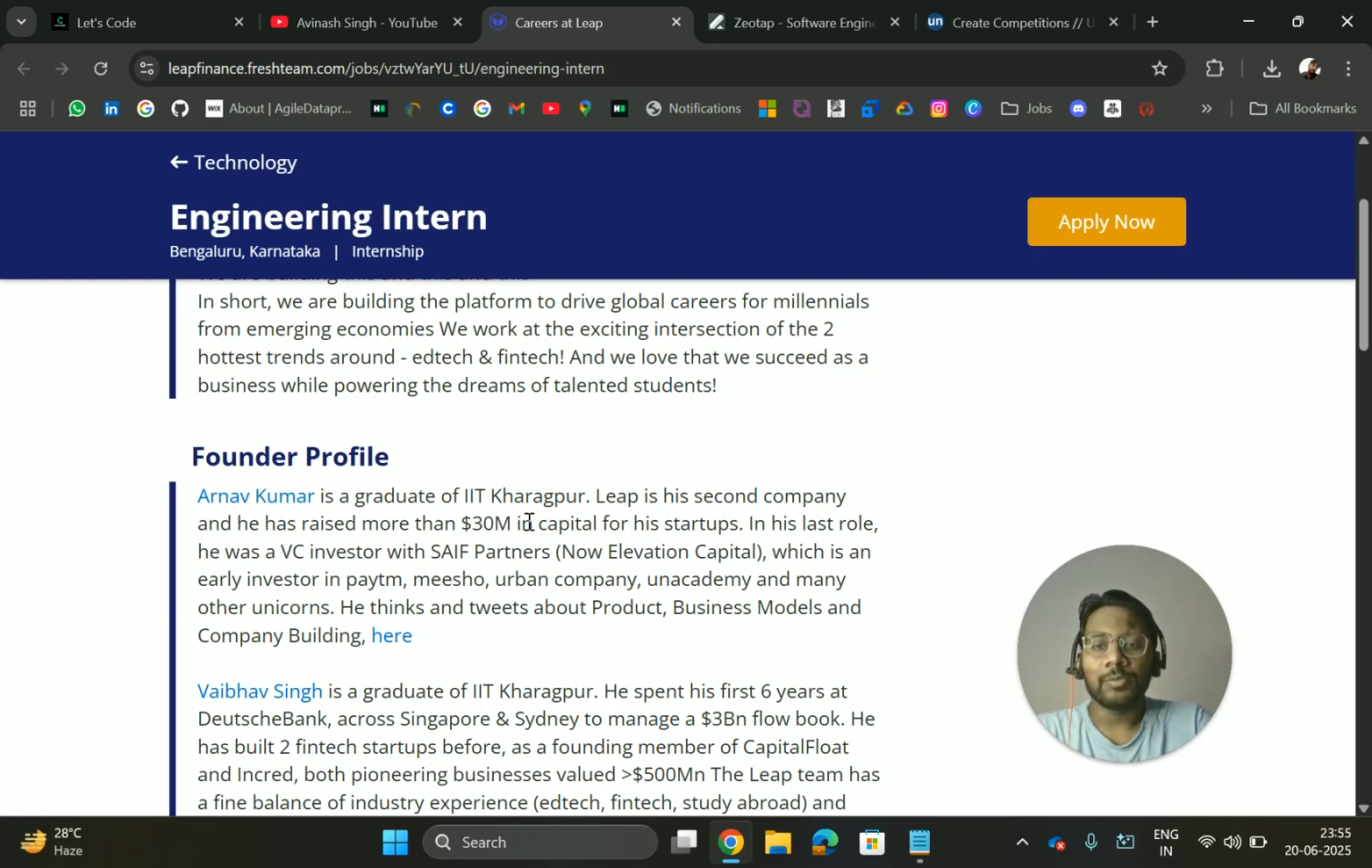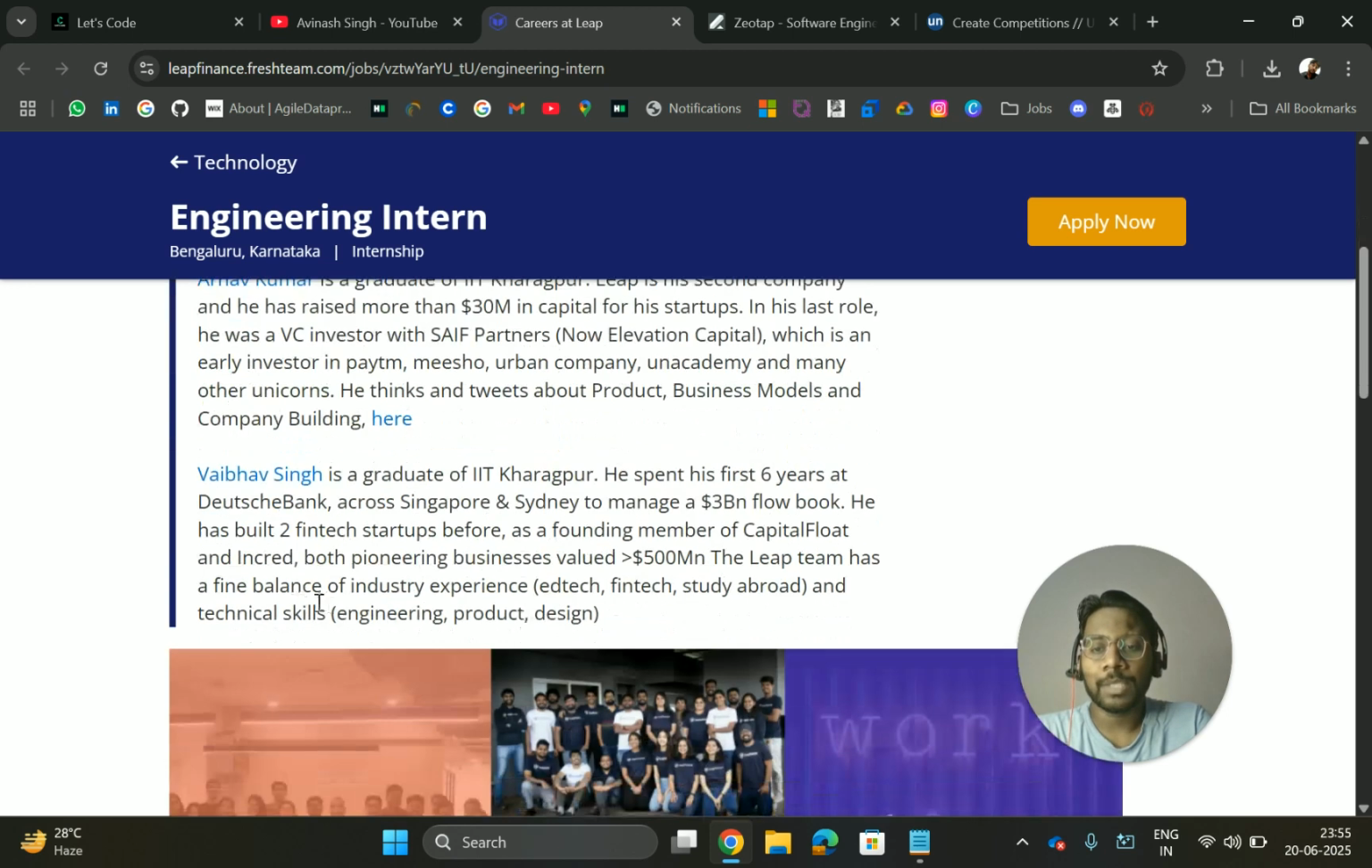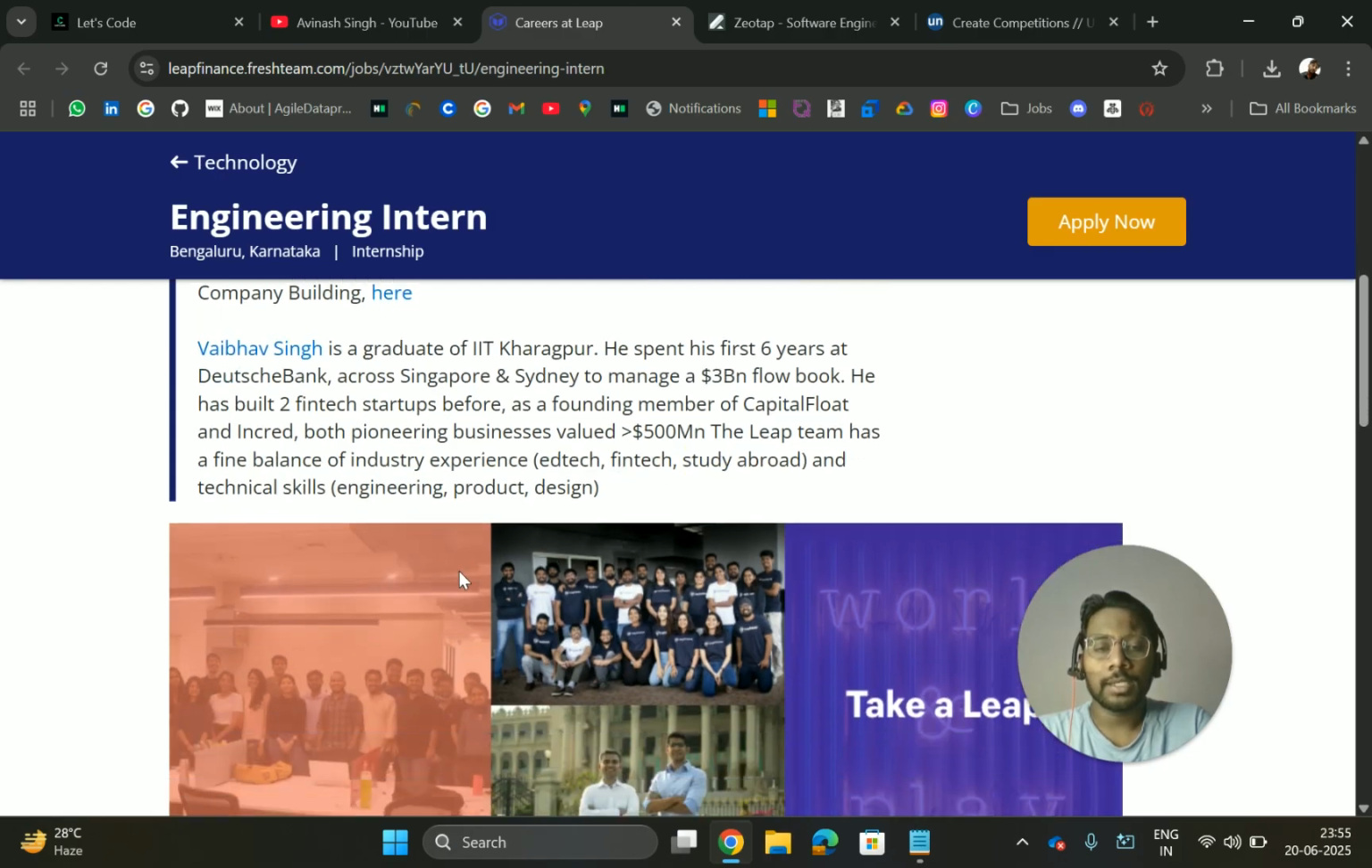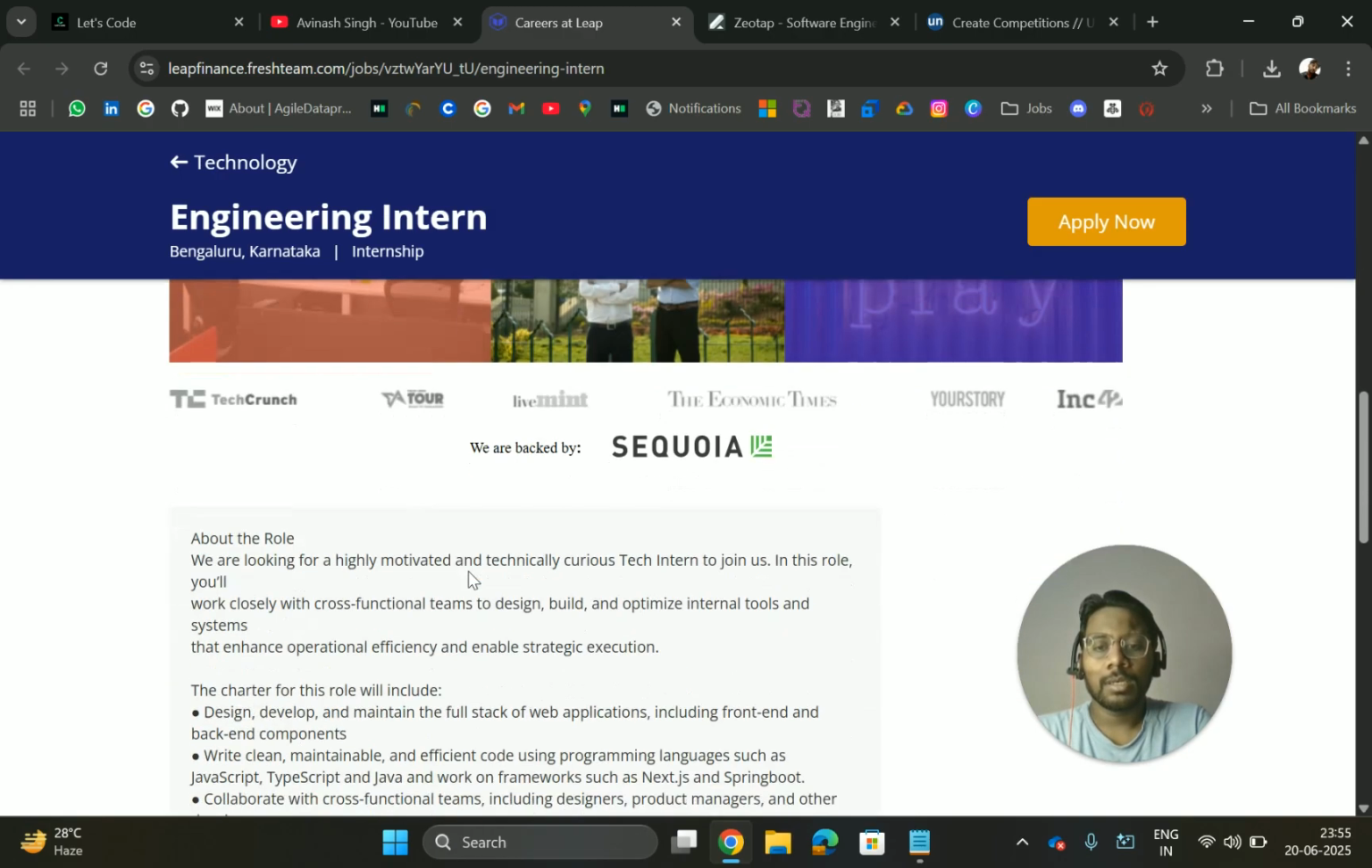Arnav Kumar is a graduate of IIT Kharagpur. Leap is his second company, and he has raised more than 30 million capital for his startup. That's a good amount. And this is Vaibhav, a graduate from IIT Kharagpur. He spent his first 6 years at DBS Bank across Singapore. So yeah, these people have built this company.